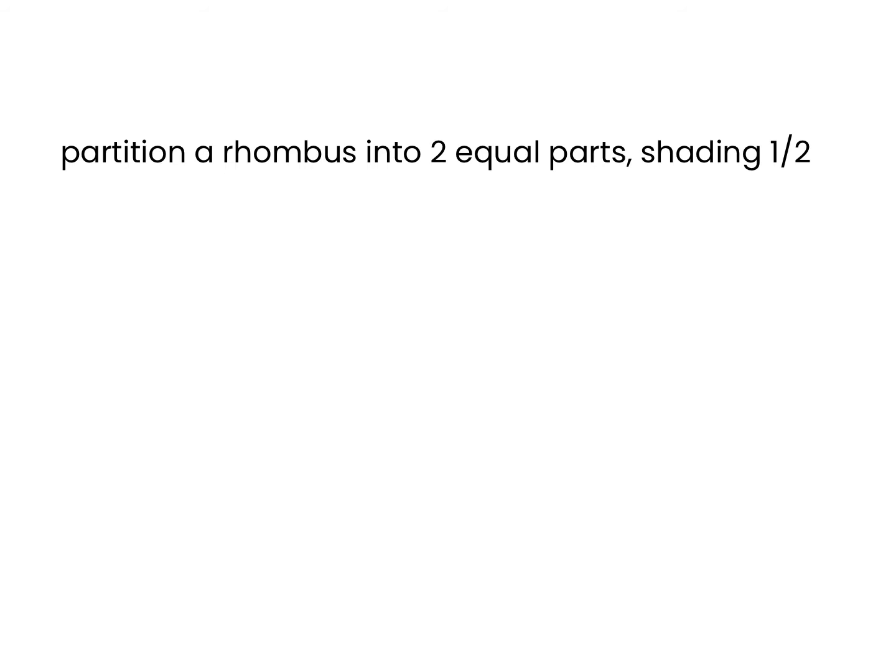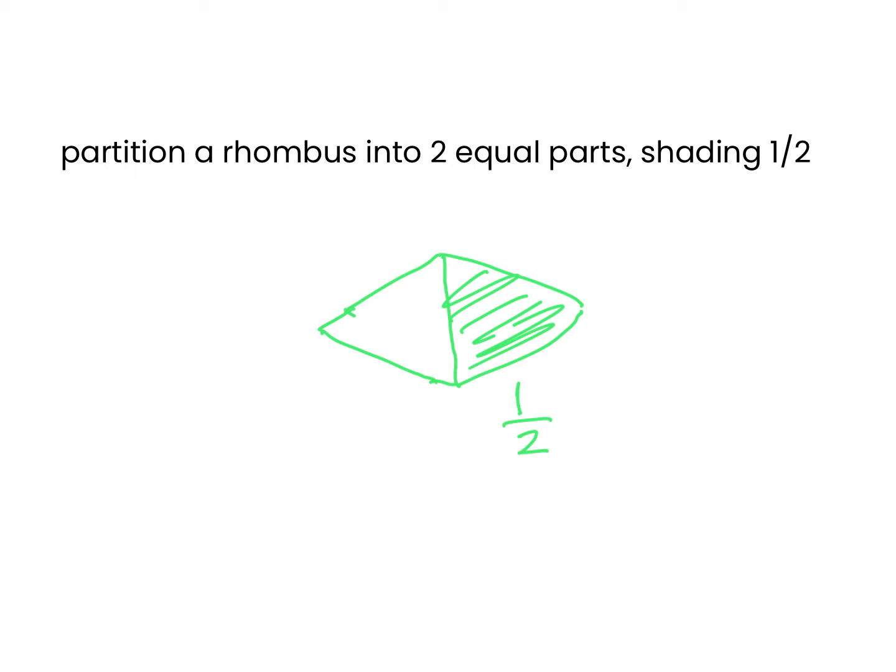And we are going to partition a rhombus into 2 equal parts, shading 1/2, or 1 out of those 2 parts. Remember that a rhombus has 4 equal sides, but no right angles. So I've been drawing the other direction. I'm going to draw it this direction this time. And no, it's not perfectly even. I recognize that. But I am going to divide it into 2 equal parts, or semi-equal, as equal as I can do it by freehand. And I'm going to shade 1 of those 2 parts. And so I am shading 1 out of the 2 parts, so 1/2.